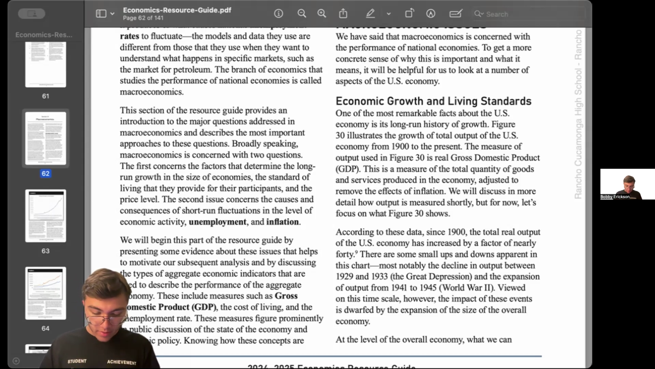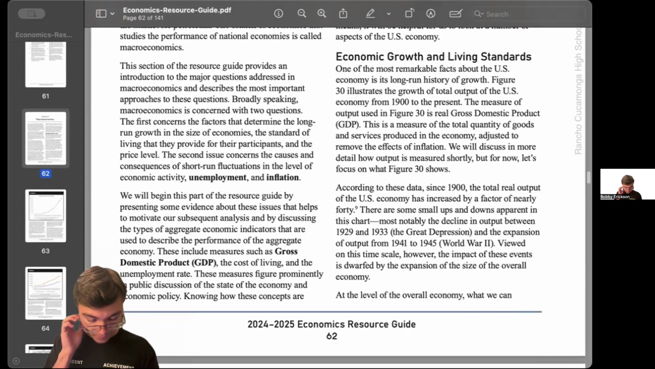So we have these issues and concerns, once again: the two factors are long run growth, standard of living, and price level. And then the second question is the causes and consequences of short run fluctuations in the level of economic activity, unemployment, and inflation. So we're thinking economic activity. How is the actual activity of the economy happening? Or how much is it happening as well? And then how about those who are unemployed? How does unemployment fluctuate and how does inflation fluctuate? So that's very similar to price level.